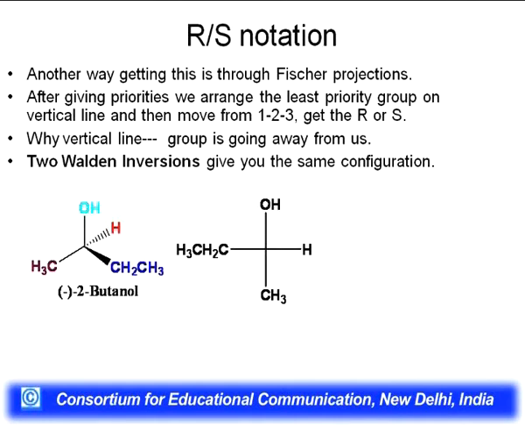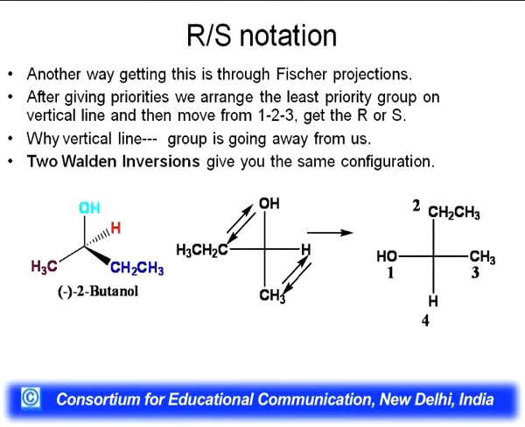The first way is to do Walden inversions. Two Walden inversions. What is a Walden inversion? A Walden inversion is when we exchange two groups. When we exchange these two groups, we say that one Walden inversion has happened. One Walden inversion converts the molecule into its enantiomer. When we do another Walden inversion, we get the original back: A giving rise to A dash, or its mirror image, with one Walden inversion, and A dash giving rise to A again with another Walden inversion.